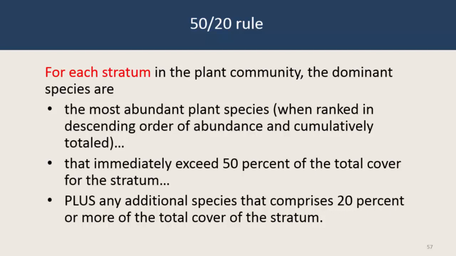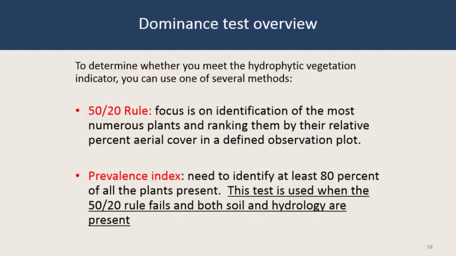The 50-20 rule method starts by looking at each stratum separately, listing the dominant plants for each stratum that make up half of the total cover, adding in other dominant plants, and then combining the results for the final 50-20 calculation. Aerial cover is how much of the ground or sky is hidden by the plant when the plant is leafed out and you are looking at it from above or below the plant. You record the total area cover that all of the same plant species have within the defined observation plot area. If you start with the 50-20 rule, and if that yields a no answer, then you use the prevalence index technique to evaluate the vegetation if the soil and the hydrology parameters are already determined to be met.